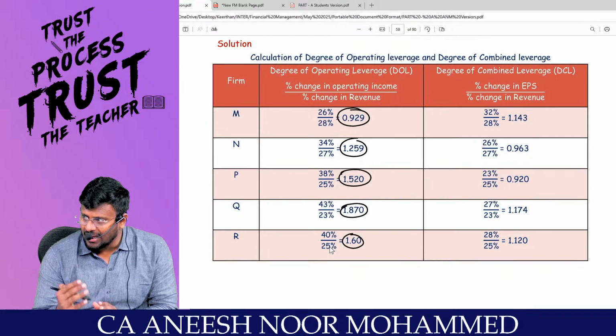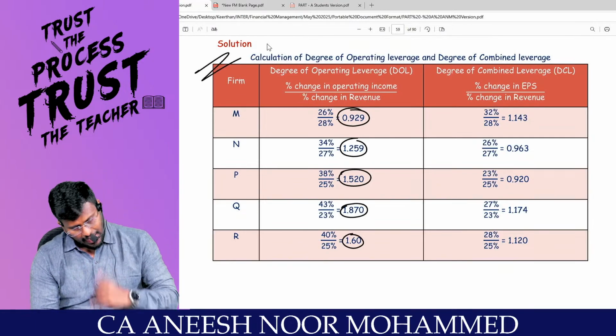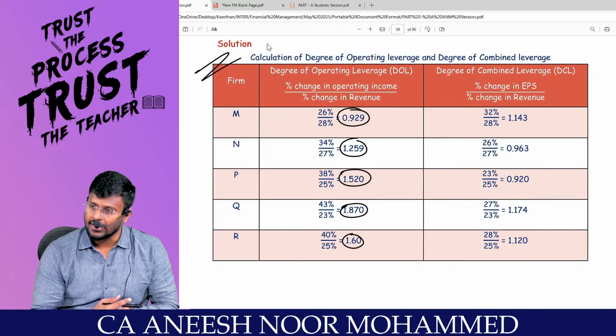Look at that. We have done it as two tables. They have done it as one table. You can do it as one table. Are you really with me? You can save the time in the examination.